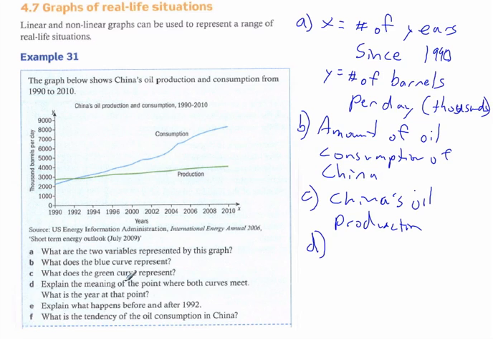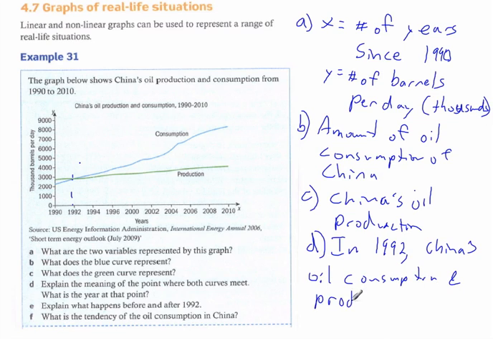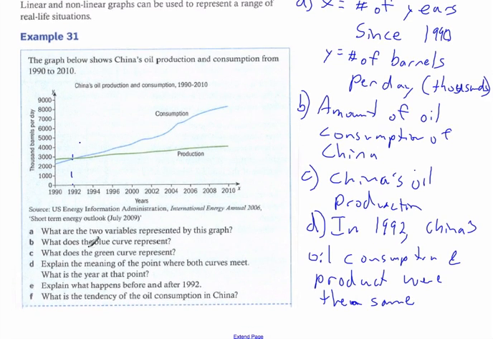Alright, part D, explain the meaning of the point where both curves meet. What is the year at that point? So the year at that point is 1992. So basically in 1992, China's oil consumption and production were the same. Alright, so at that point, China went from an oil producer to an oil consumer because they're consuming more oil than they produce, and then they have to import oil and things like that.